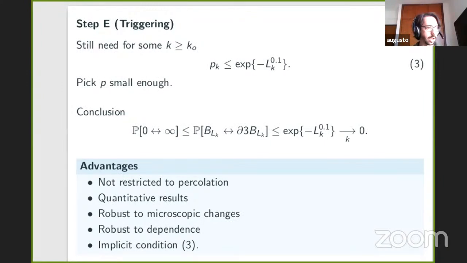Okay, so I know that you've seen easier proofs of this with better bounds and everything, but what are the advantages? First of all, this works for percolation, but also for other models. We have to change the event, sometimes we have to change the scales, but it's flexible. It gives you quantitative results.